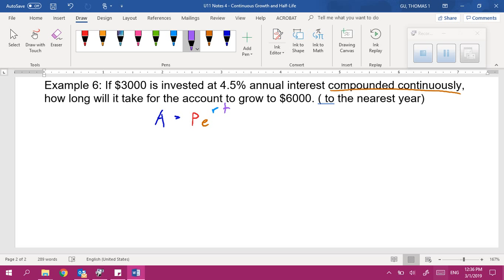Okay, so where am I? Okay. What is the starting amount here? 3,000, right? Okay, notice that down here it says how long will it take for the account to grow to 6,000? So what are we looking for here exactly? The time, that's right. We don't know the time, but we know everything else, or we should know everything else. What is the rate? 0.045, right, because it's 4.5%.